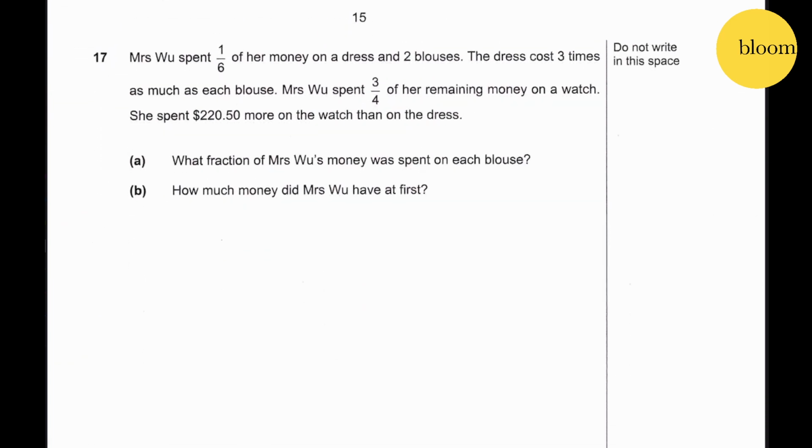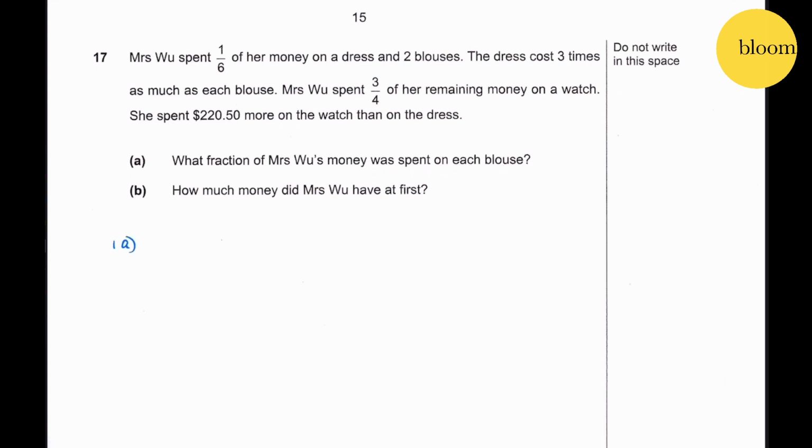Question 17. Mrs. Wu spent 1/6 of her money on a dress and 2 blouses. The dress cost 3 times as much as each blouse. Mrs. Wu spent 3/4 of her remaining money on a watch. She spent $220 more on the watch than on her dress. A. What fraction of Mrs. Wu's money was spent on each blouse?